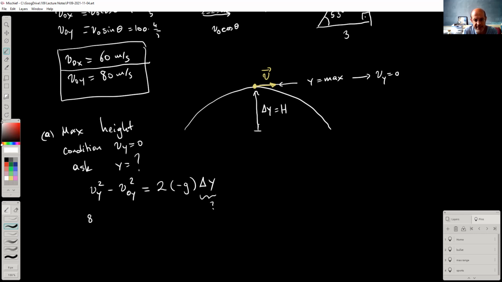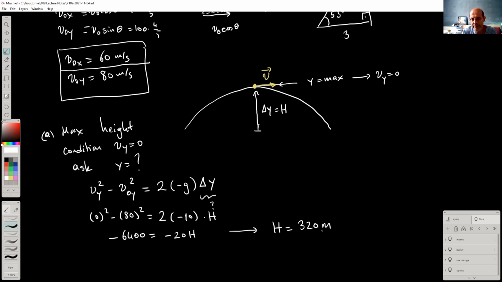In any case, final velocity is 0, and the initial velocity is 80, and the gravity is 10, as I have mentioned before, and the maximum height is in here. So we get 6,400 here, minus 20 here. So from here, we find the height to be equal to 320 meters.